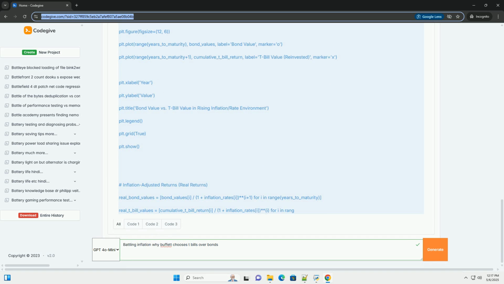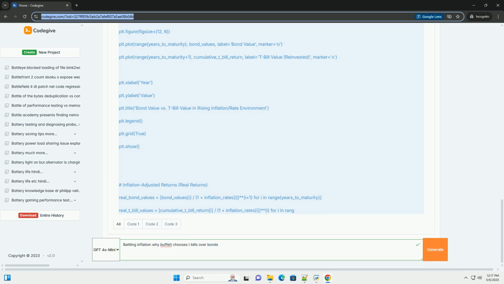2. Scenario setup: face_value, the par value of the bond, what you get back at maturity. coupon_rate, the annual interest rate paid on the bond. years_to_maturity, the number of years until the bond matures. initial_interest_rate, the starting interest rate, matching the coupon rate for simplicity.